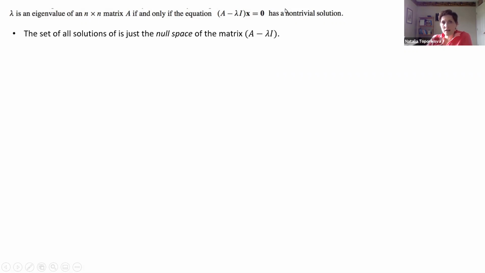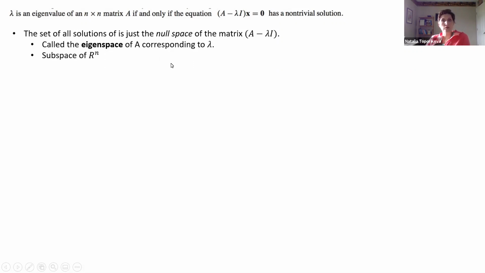And you probably recognize this condition as pretty much the definition of the null space for the matrix A minus lambda I. And we say that this null space is actually quite special. There are a lot of interesting properties based on the null space of this particular matrix. So we call it the eigenspace of matrix A corresponding to the eigenvalue lambda.